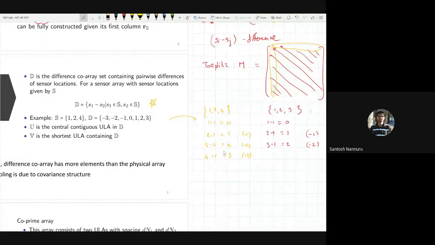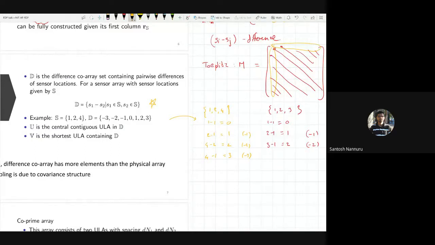Okay. 1 to 3 is an example, but if I have 1, 2, 3, 4, I will get differences 0, 1, 2, and 3. If I have 1, 2, 3, 4, 5, I will get 0, 1, 2, 3, 4. And that's all. I cannot get any other differences. So for n sensors in a ULA, I get n differences. But now this other example which I took, 1 to 4, has 3 sensor positions, but I'm looking only at the non-negative part, since the negative part is symmetric. With 1 to 4, I can construct 4 different values: 0, 1, 2, and 3. So there are more options.